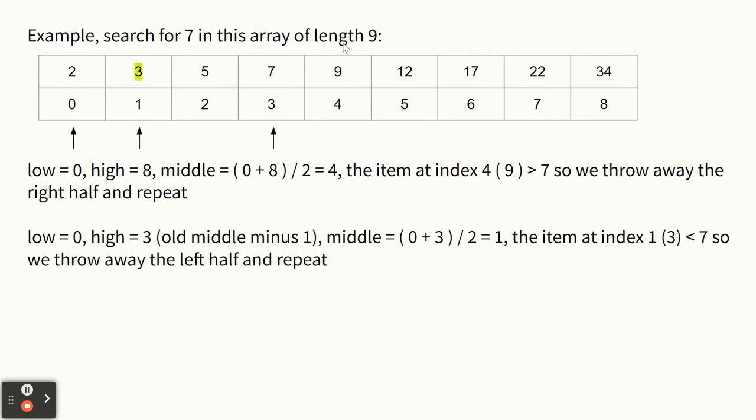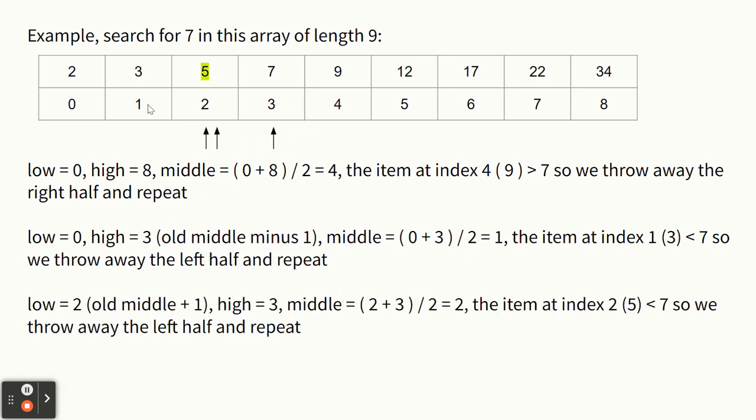So now the low is still 0, but the high becomes 1 less than the center. Like we know it's not the center. We can exclude that one. So the low is now 0. The high is 3. 0 plus 3 divided by 2 is 1. So we check that one. Remember, we're doing integer math. We check that one. Is that 7? Nope.